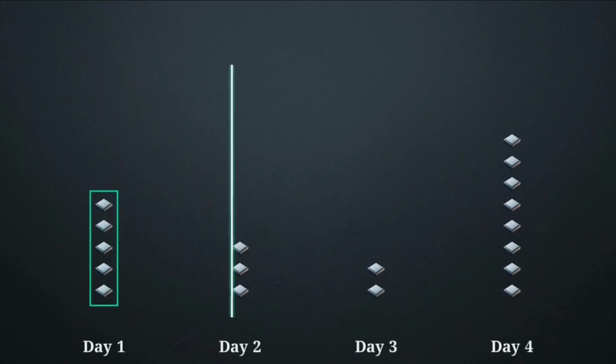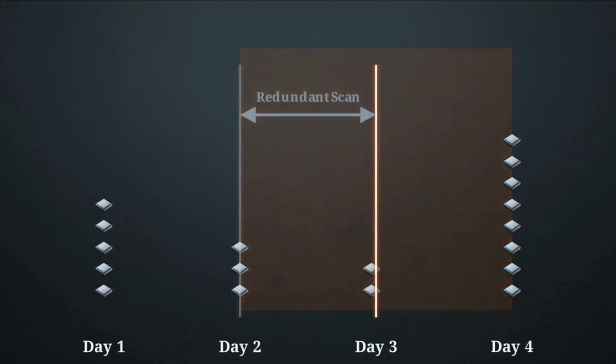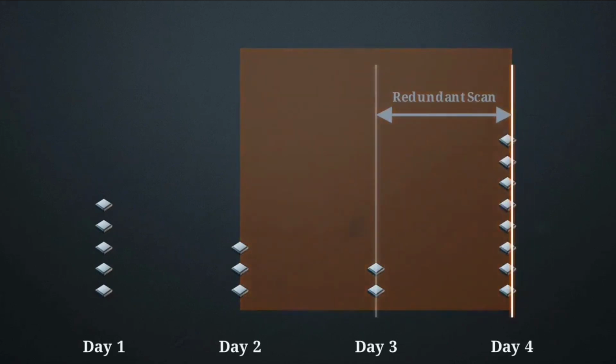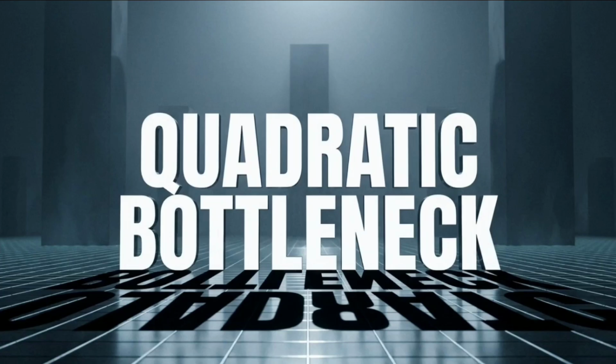The algorithm starts at day 1, scanning day 2, day 3, and day 4 for a larger number. But for day 2, it redundantly rescans day 3 and day 4, the exact same logs it just checked. In computer science, this is known as the worst-case O of n squared time complexity.